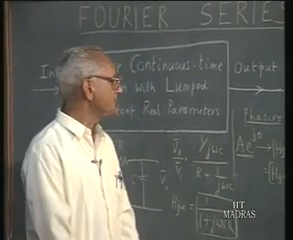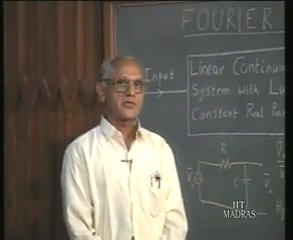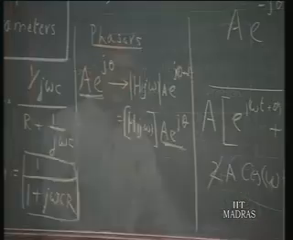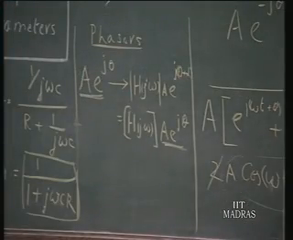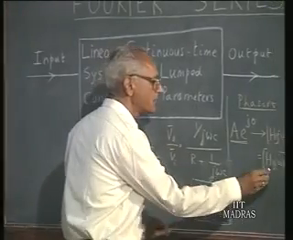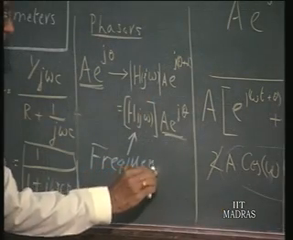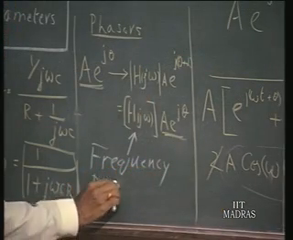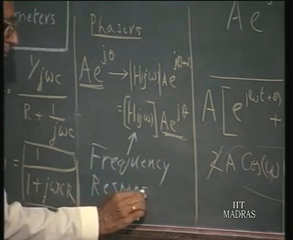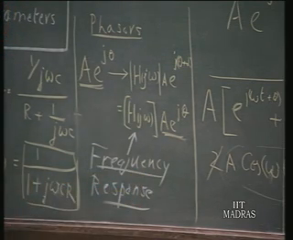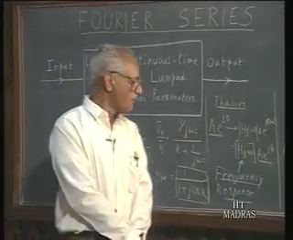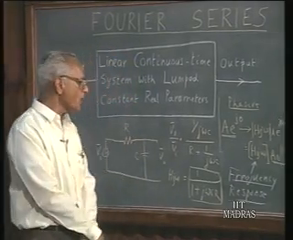The upshot of all this is that characterization of a system in terms of H of j omega turns out to be a very convenient and fruitful one. The input-output relations of a system, if you express them in terms of H of j omega, which is called the frequency response function. It is a very convenient one, and we would like to make use of this facility to the extent that is possible.